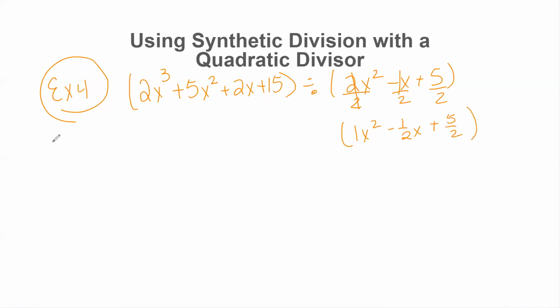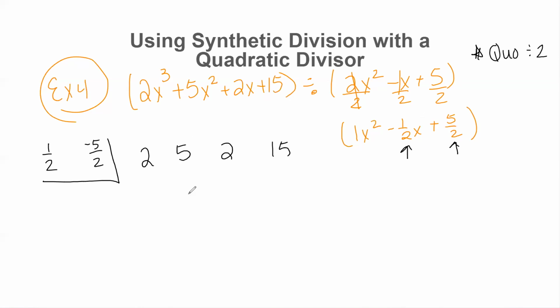Okay, now we can do it. Let's make a note. Since we divided the whole divisor by 2, when we're done, we're going to have to do the quotient divided by 2. Not the remainder, because that's going over the divisor, which we've already dealt with, just the quotient at the end. Okay, reverse this to be regular half. Reverse this to be negative 5 halves. And now we have 2, 5, 2, 15.